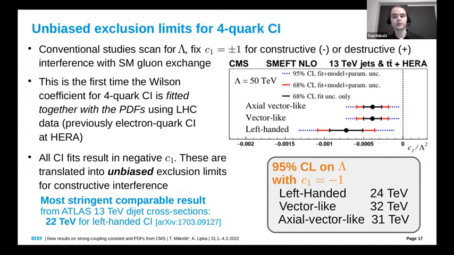So if we interpret our fitted values as such constraints for lambda, then for the left-handed model we actually get a result very close to the most stringent comparable result, and even a bit higher. The gray box illustrates our now unbiased limits at 95% confidence level for the scale of new physics. That will be 24 TeV for the left-handed model, whereas the most stringent result was from ATLAS using 13 TeV dijet cross sections, and they had 22 TeV in their paper.